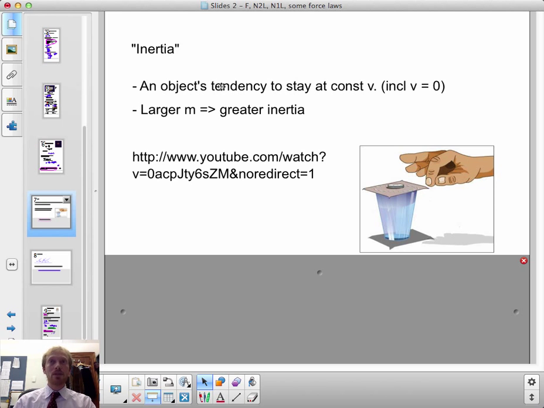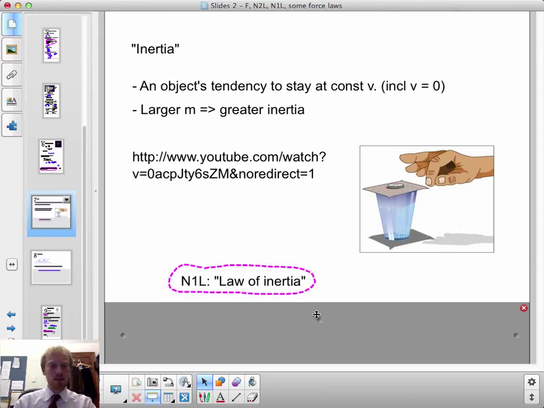Of course, in the absence of all forces, both the bowling ball and the ping pong ball would continue at constant velocity. You can watch that video if you want. It's of Paul Hewitt explaining about inertia.